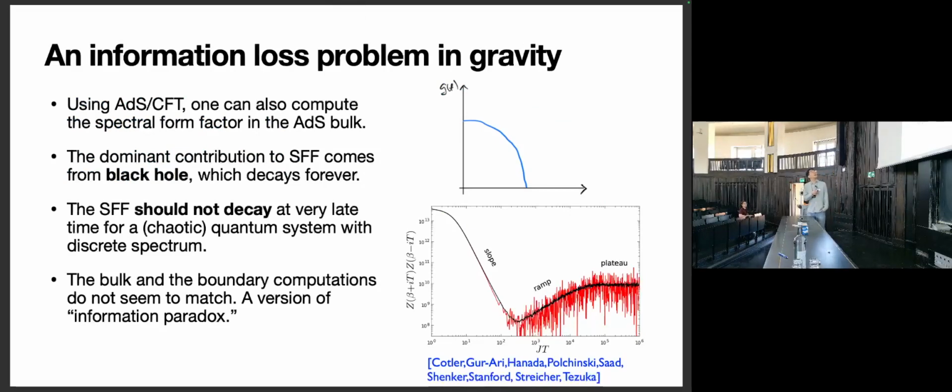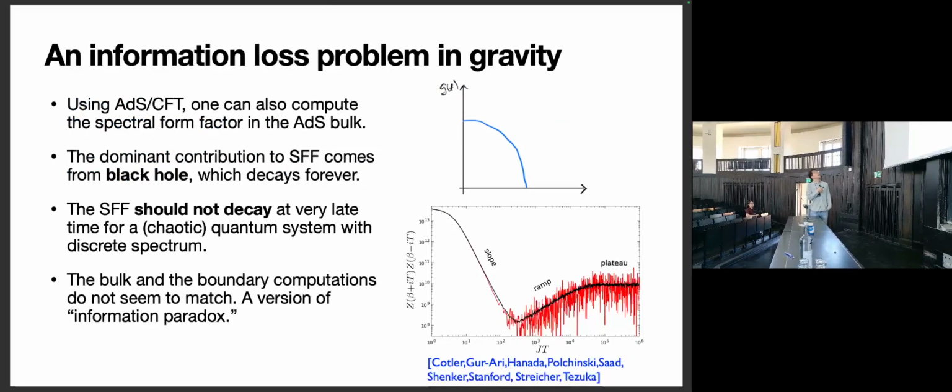And that gives rise to a version of information loss because you can compute the spectral form factor using the AdS/CFT correspondence. So you can compute this thing in the AdS bulk. And there, the dominant contribution comes from black holes. And that gives you a contribution like this. And it actually decays forever. So there's an apparent mismatch between the gravity computation and the field theory expectation, where things should behave something like this. So it should go down and go up and reach some plateau. This particular plot is from this famous paper where they computed the spectral form factor for the SYK model. But anyway, this gives rise to a version of the information loss problem.